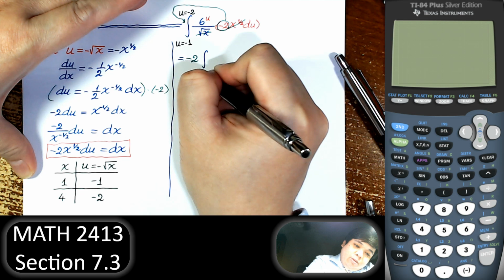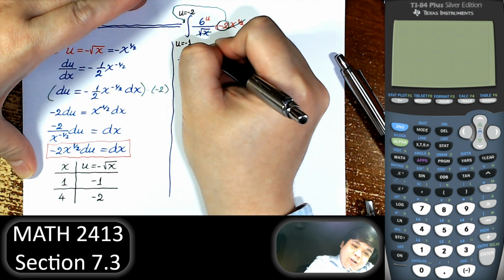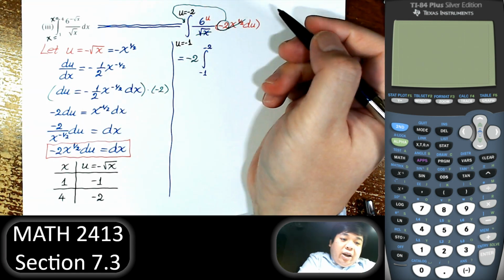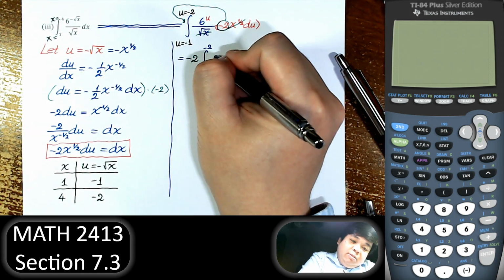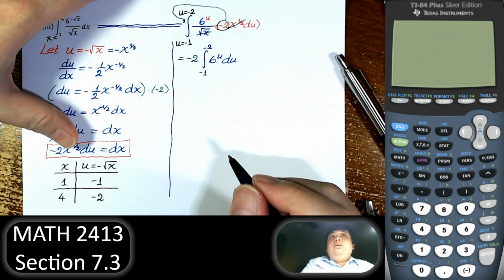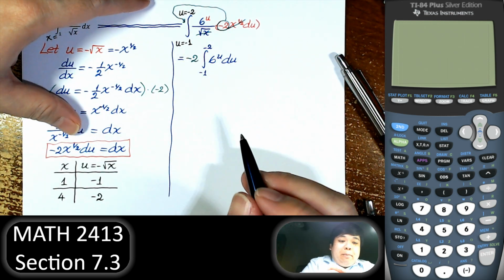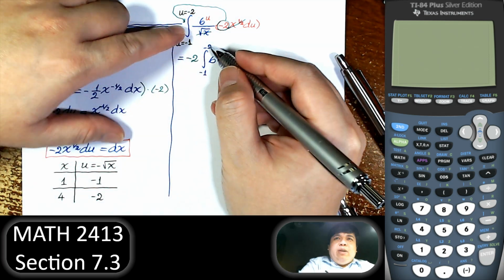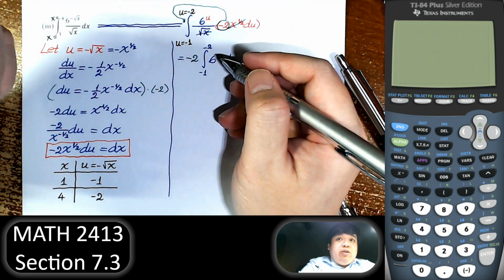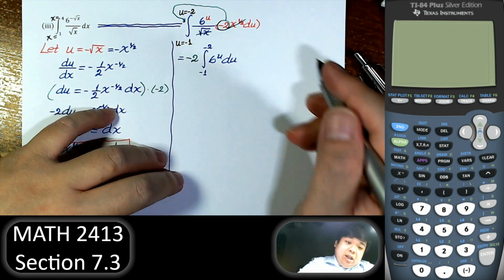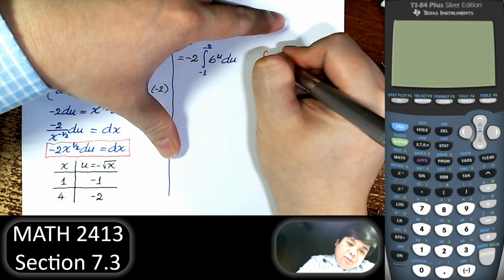And the integral from -1 to -2 of 6 to the u du. Everything cancels out or is brought out of the integral. By the way, what we see here is -1 and -2. Actually, -1 is bigger than -2. So when we integrate, we want to go from the smaller number to the bigger number. So we use these properties.